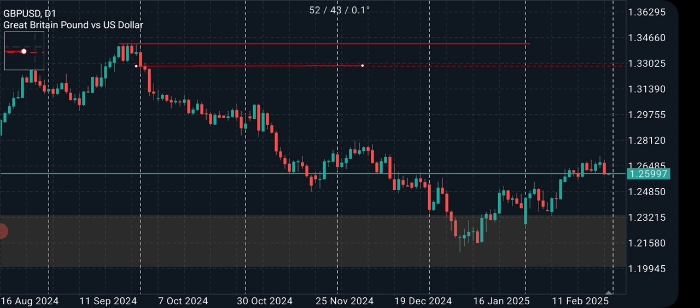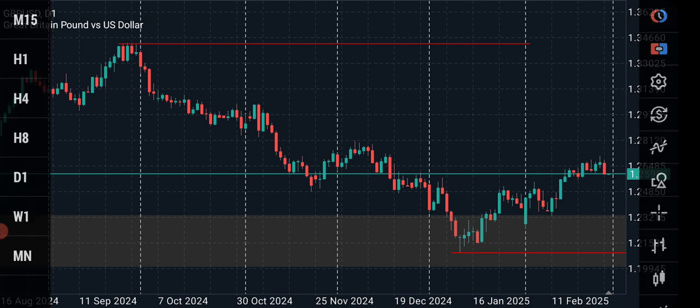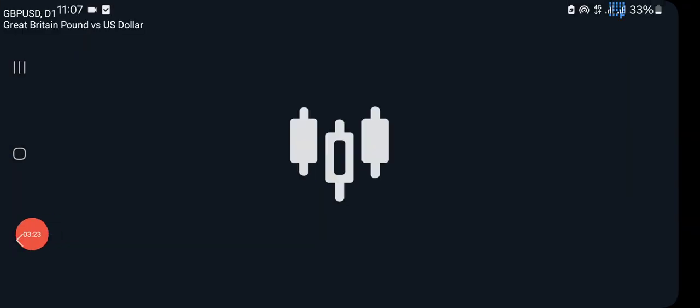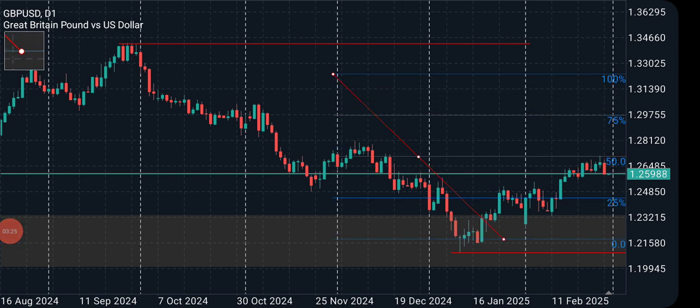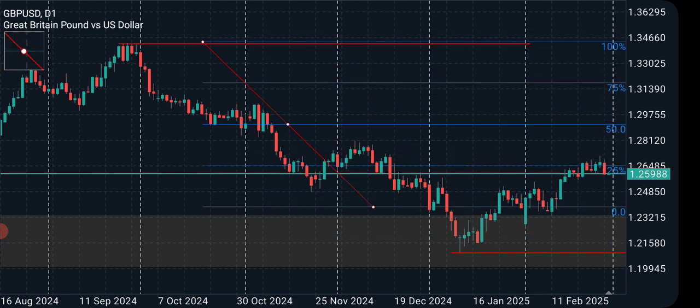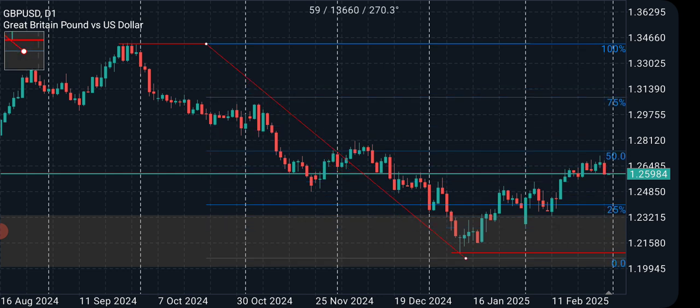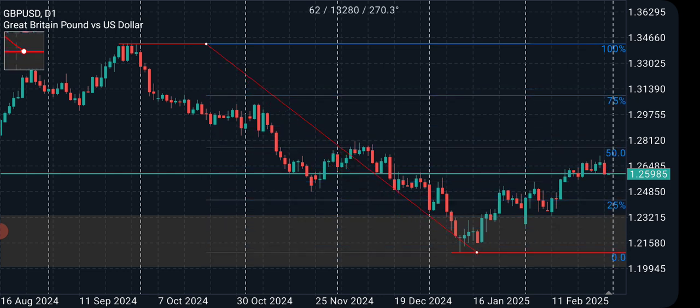And let me reduce this a bit. I'm just trying to get it. Yeah, I got it. And then this low. So this low was formed inside of the PDRE, right? That's why I'm taking that low. And so I take the low, the high, I mark my fib from here to the low, right? And then we are good.